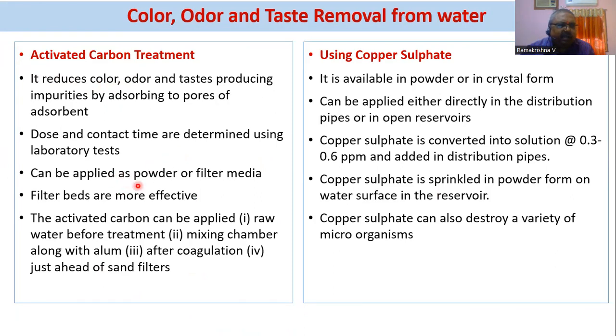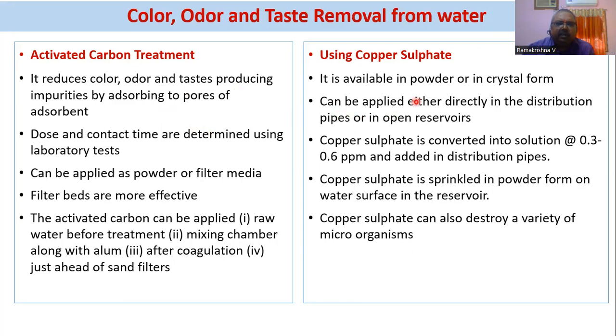So it can be applied directly as a powder or through a fixed bed filter. The carbon can be applied as a sand bed type of filter medium, or you can spray the carbon as a powder on this. Filter beds are usually more effective. The activated carbon can be applied to the raw water before treatment, to the mixing chamber along with alum, or after coagulation just ahead of the sand filter. So there are different possibilities when you are adding this. These odor and taste problems can be removed.